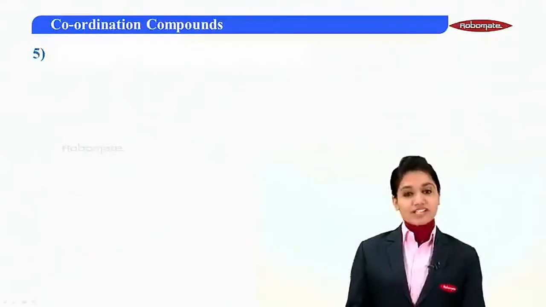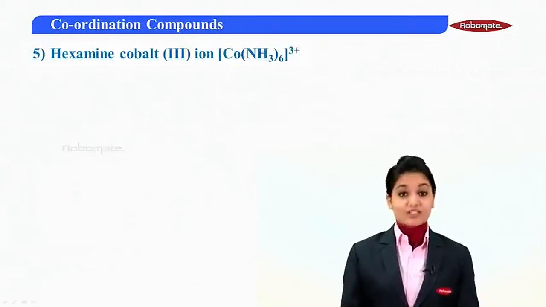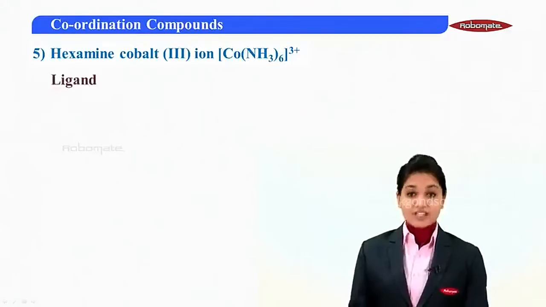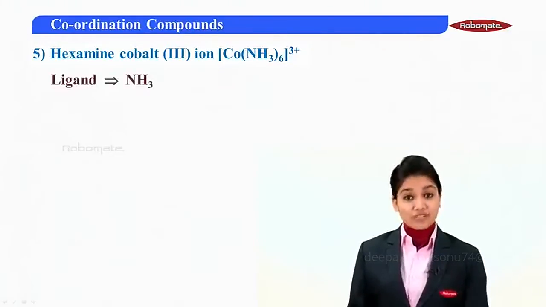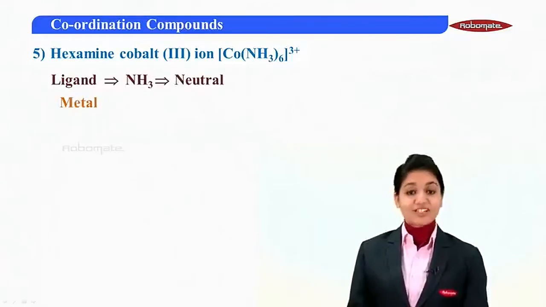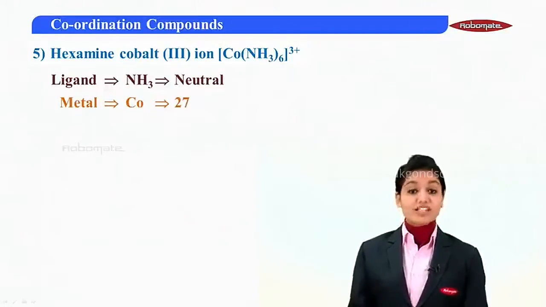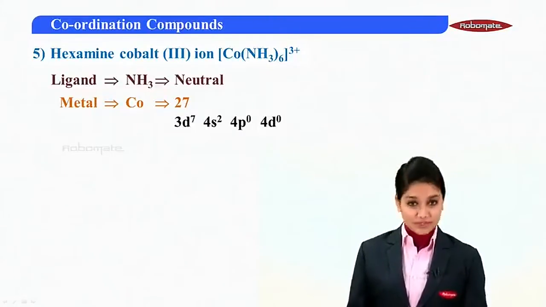Moving on to the next example, that is hexaamminecobalt(III) ion. The formula is [Co(NH3)6]3+. The ligand here is NH3 again, which is a strong field ligand and a neutral ligand, so the charge is going to be 0 here. The metal is Co, that is cobalt, with atomic number 27, so the configuration becomes 3d7, 4s2, 4p0 and 4d is again 0 here.